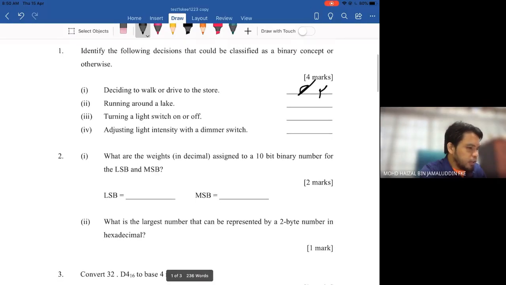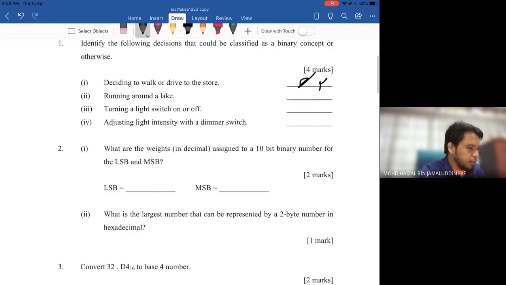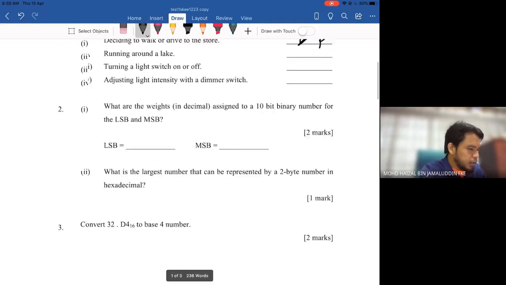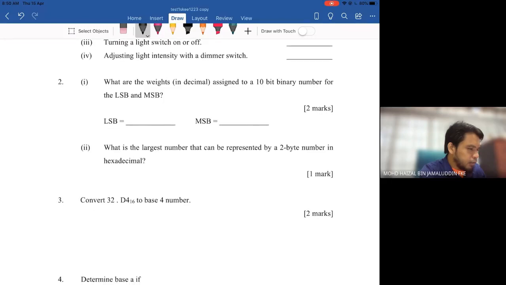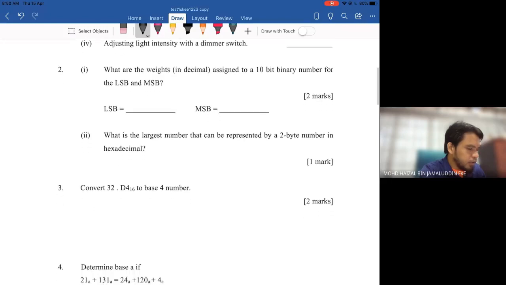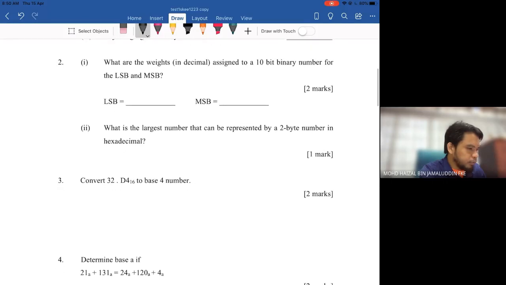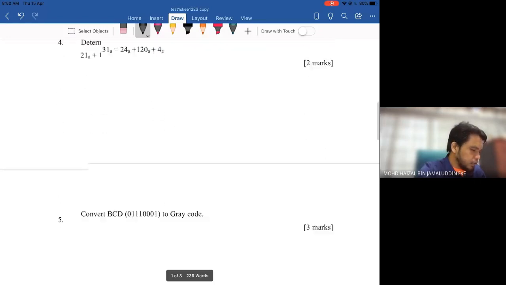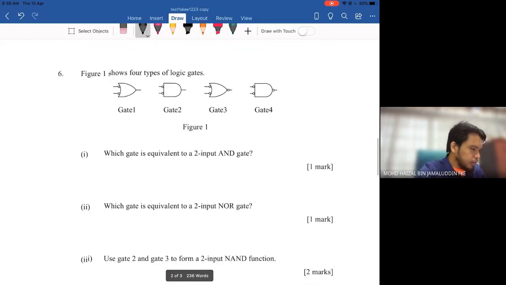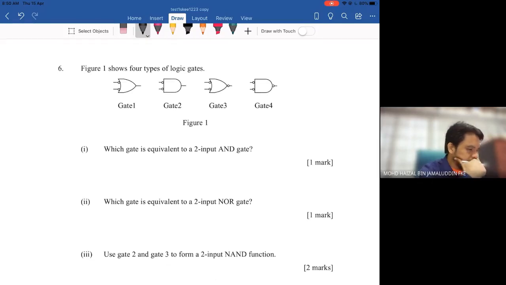So test normally, for example here, asks you about the binary concept, and number 2 is a question about the change of binary to decimal and so on. Okay. Then, okay, we go to the gates.